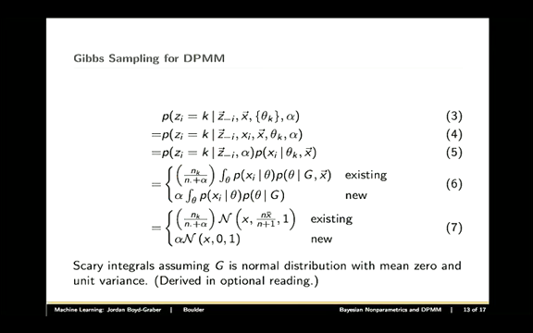Okay, so there are some scary integrals, but they turn out just to be normal distributions. And for existing tables, the mean of that distribution is basically something almost like the average of those points, but with an extra term in the denominator. And then for a new table, it's just the probability of coming from a simple Gaussian with mean 0 if we assume certain things about the base distribution. In particular, that it has mean 0 and unit variance, sorry.